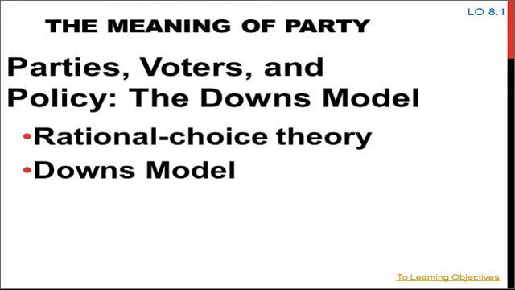The Downs model also explains why we have parties. First, voters want policies that they like to be implemented by the government. And second, parties want to win elections. So parties are going to try to get the policies that attract the voters, and in turn, they will be elected to office.